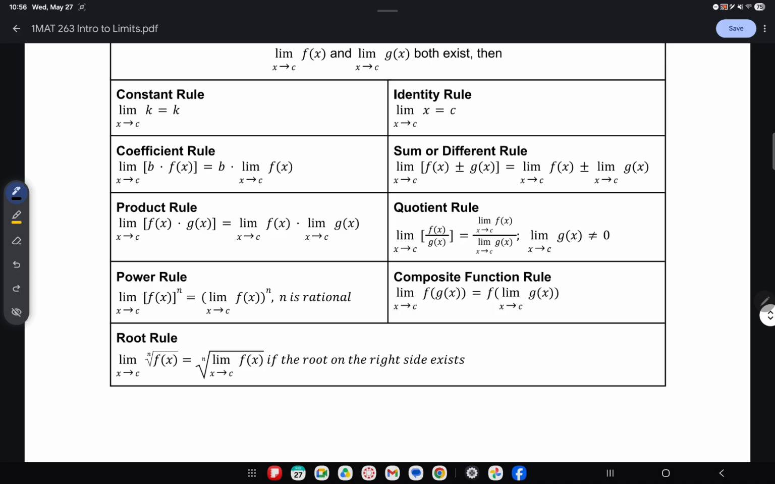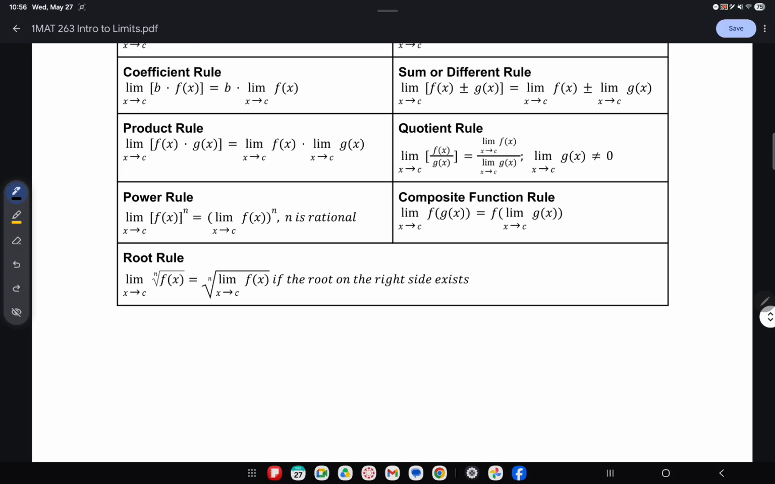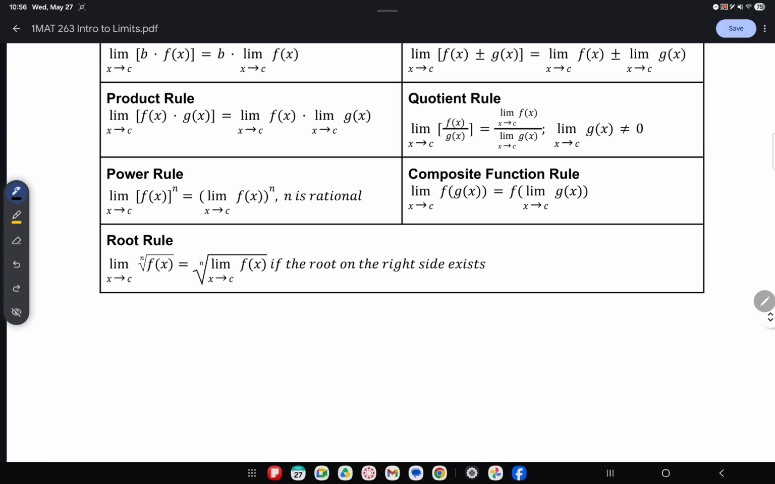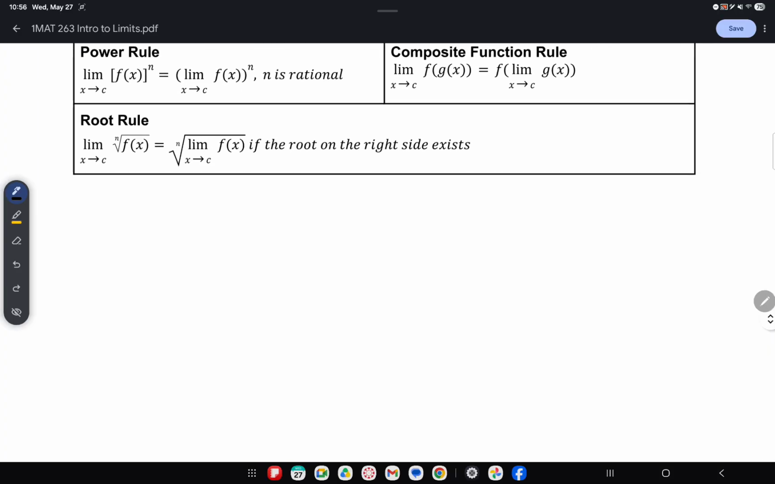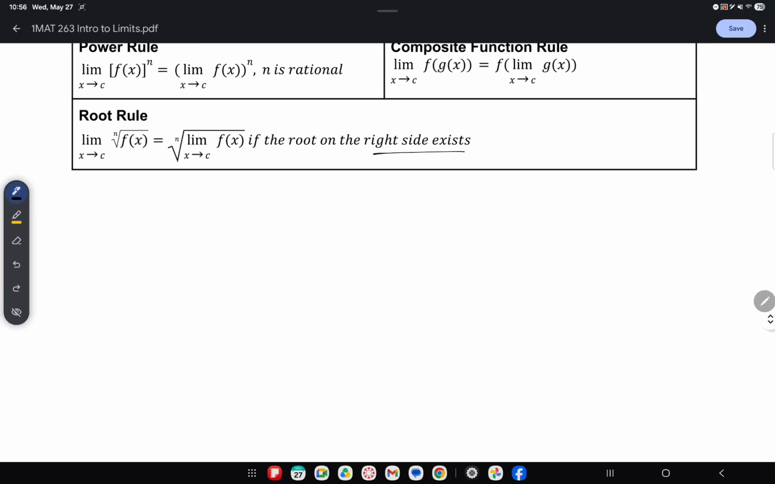The power rule, we can find the limit of the inside and then apply the exponent. And then the composite function, we can find the limit of the inside and substitute that into the function. And then we have the root rule here, similar to that exponent one, the power rule. If it's taken to the nth root, we could actually just find the nth root of the limit, right? If the right side exists.